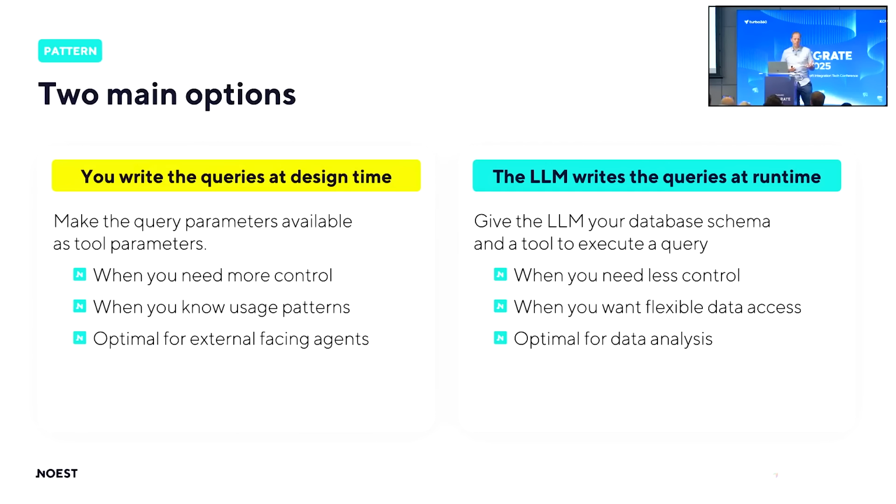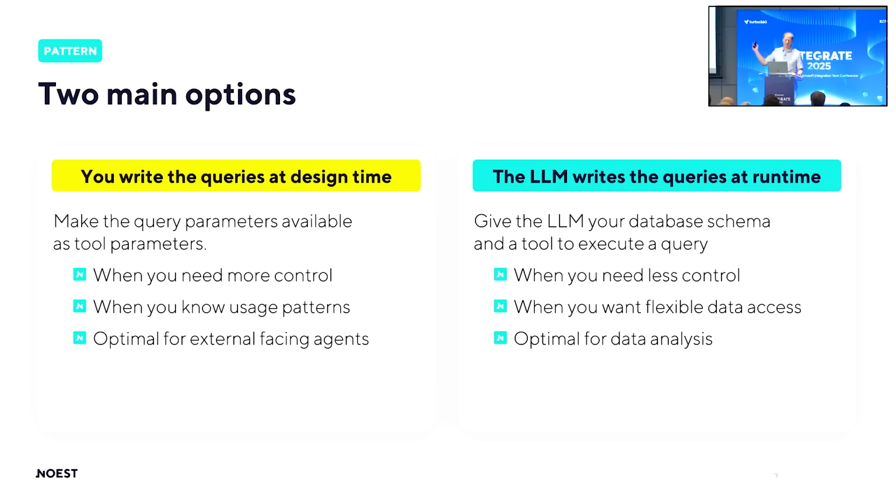The first option is the safe option, of course. Then you limit the functionality, and that's very good if you have external-facing agents. There you want to limit what's going on. But the second option is, of course, the more dynamic and more powerful option, and that's very good for data analysis. If you give a database schema to an LLM, and it knows all the fields, and you start asking questions in natural language, it really can do nice things. So depending on your use case, make your query upfront, or let the LLM write the queries.